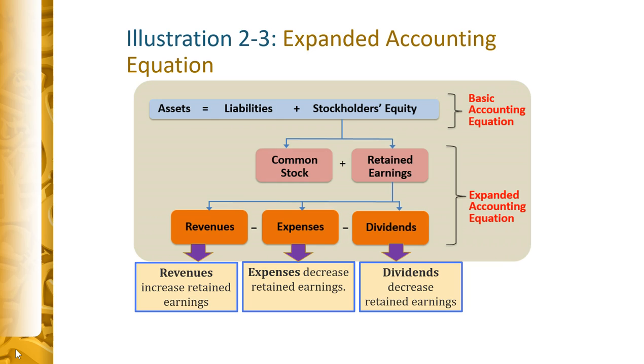What you also have to remember is stockholders' equity includes common stock plus retained earnings, which includes revenue minus expenses, which is net income, and dividends. Remember, dividends are never an expense. So, remember that revenues increase retained earnings and expenses and dividends decrease it.